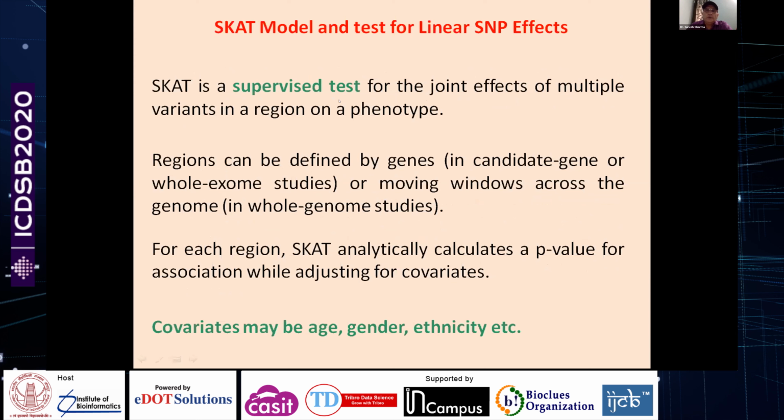So SKAT is a supervised test for the joint effect of multiple variants in a region on a phenotype. And regions can be defined by genes. It could be a candidate gene or whole genome studies or moving windows across the genome. And for each region, SKAT automatically calculates a p-value for association while adjusting for covariates. And your covariates could be like age, gender, ethnicity, etc.